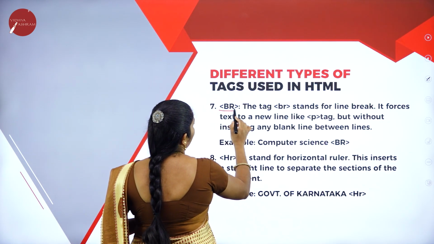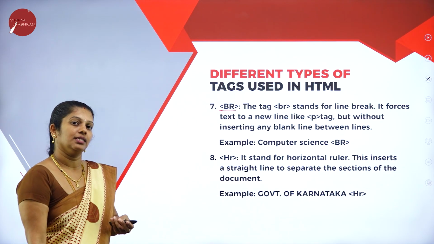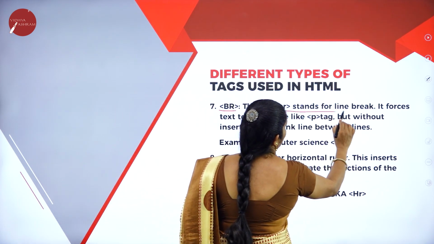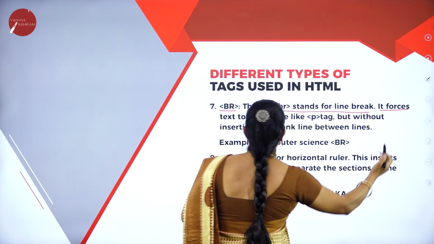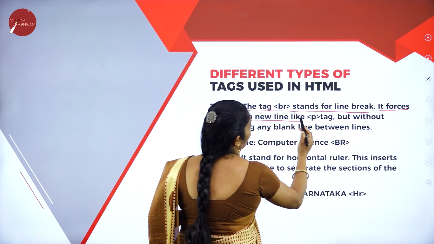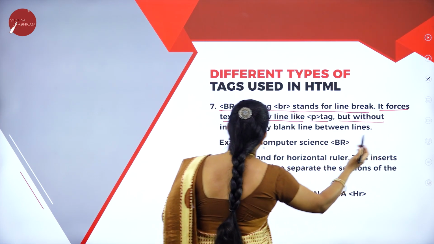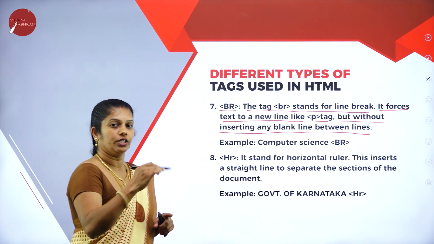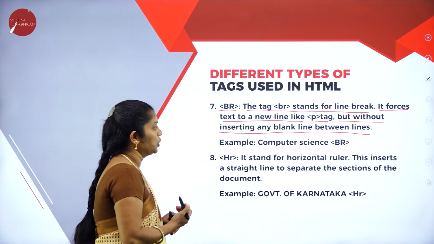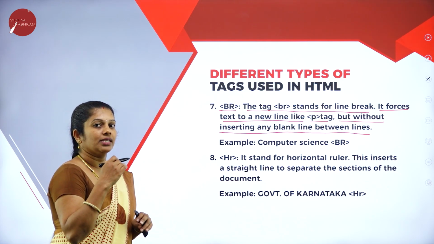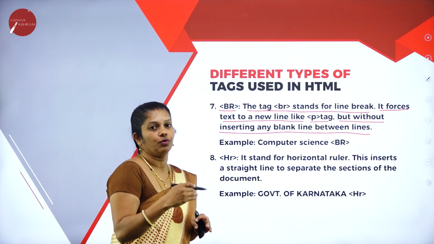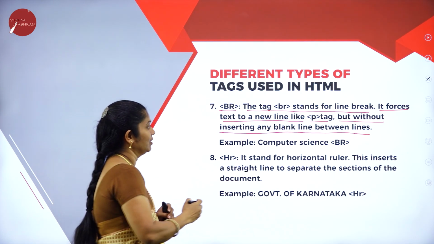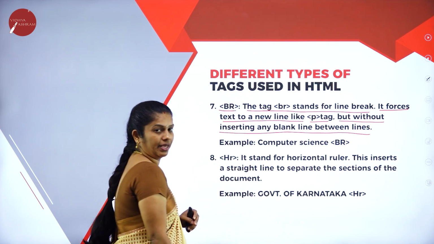Next, we will move on to the BR tag. The BR tag is nothing but the line break tag. This tag, BR, stands for line break. It forces text to a new line like the P tag, but without inserting any blank line between the lines. When you want to display the text on the next line, then we use this BR tag. For the BR tag, using a closing tag is optional. If you write only BR, then the content will move to the next line. For example, computer science, then BR.